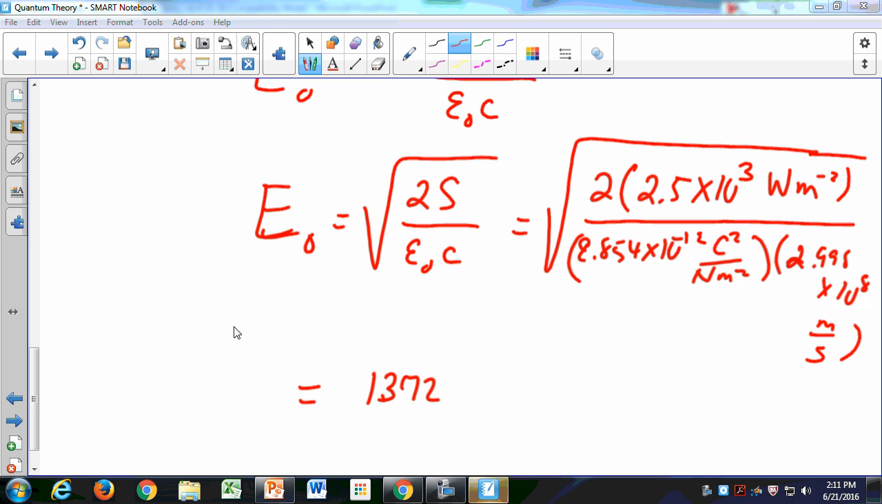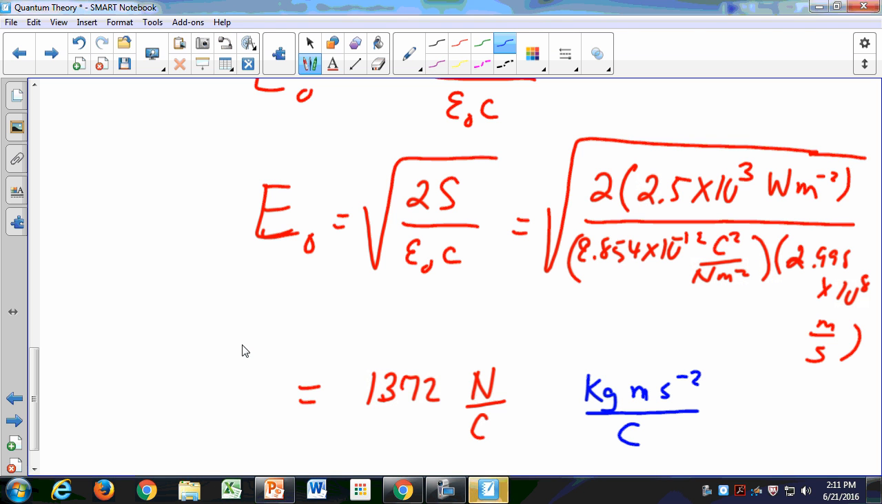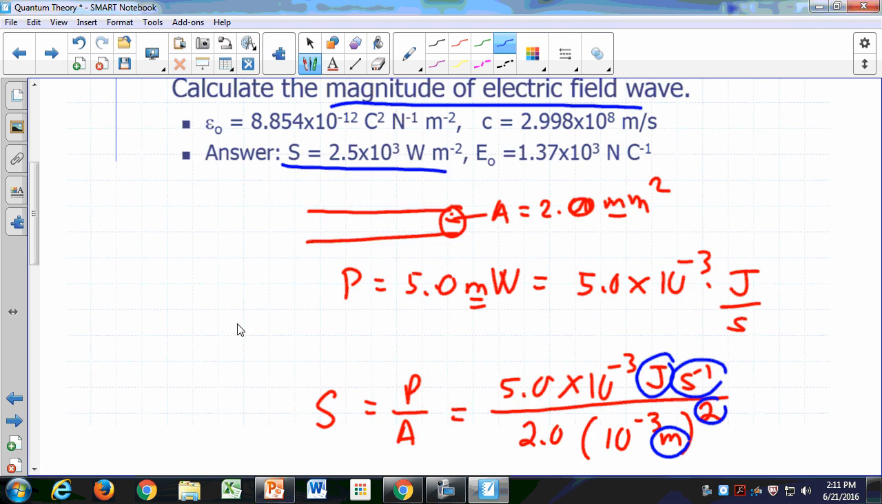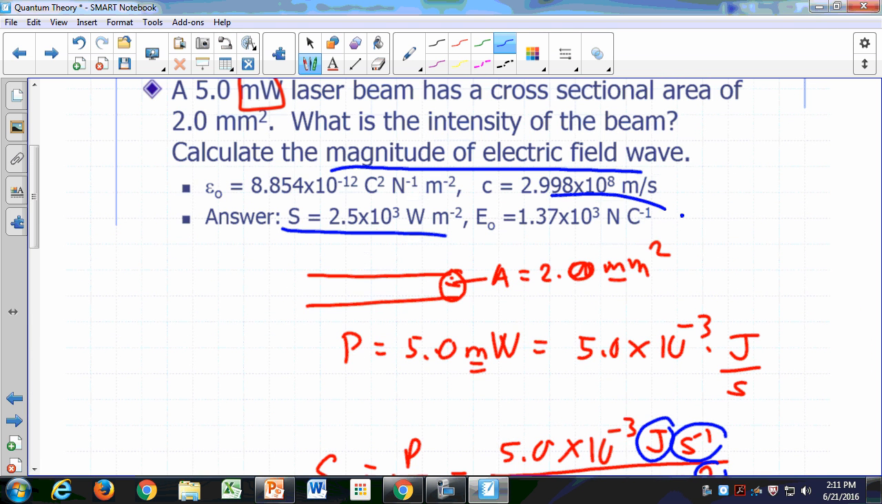And what's the unit for this? Electric field is the force that a charge of one coulomb would feel at a given location. It's a newton per coulomb. If you work out the units here, you're going to get a unit of newton per coulomb. In base units, that would be kilogram meters per second squared per coulomb, since newton is mass times acceleration. So 1,372, or 1.37 times 10 to the third newtons per coulomb.